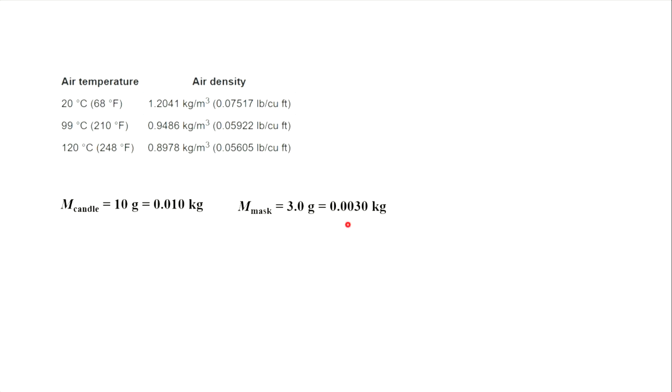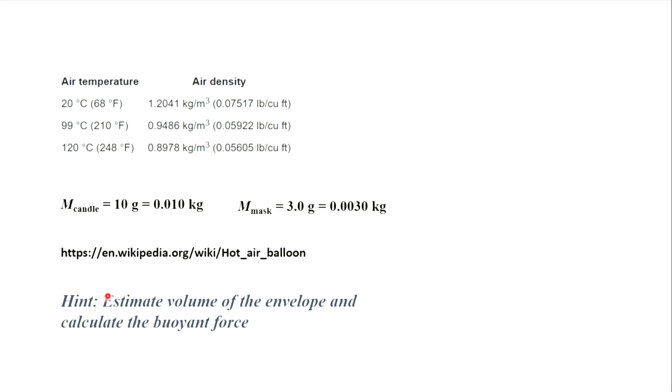More information about hot air balloons you can find on this site, and the link you can find also in the description. My advice is to first estimate the volume of the envelope to calculate the buoyant force. Probably this is the most difficult part of the problem. Here the envelope, of course, is the volume under the mask.